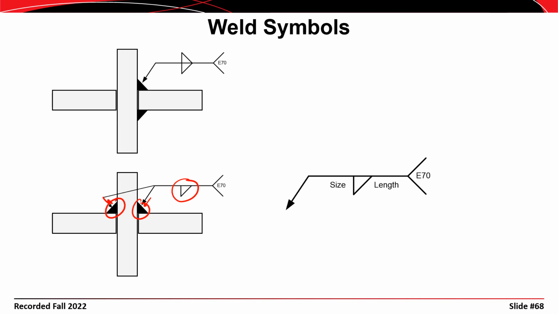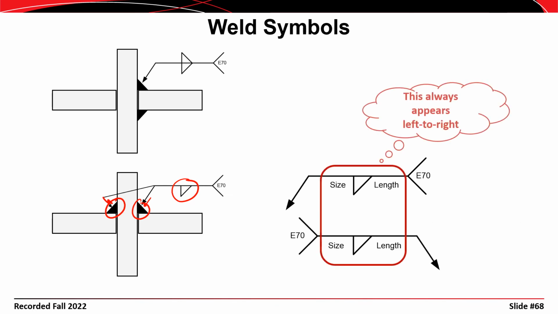Okay, now the numbers that are associated with the reference line indicate the size of the weld and the length of the weld. Okay, regardless of whether the reference is pointing from right to left, as is shown in the top, or from left to right at the bottom, the size is always the number to the left of the weld symbol, and the length is always the number to the right of the weld symbol. The vertical line of the fillet weld symbol is always on the left side, regardless of which way the weld symbol points.